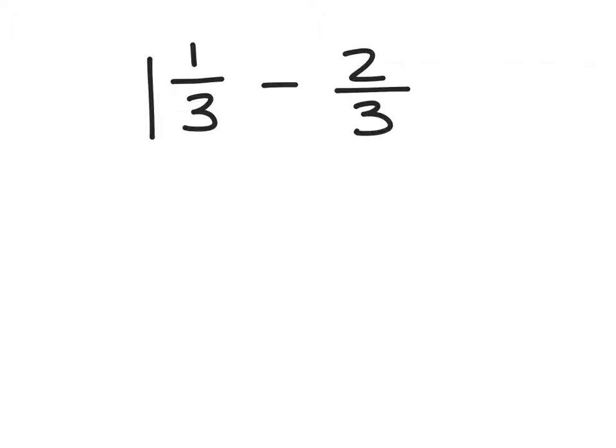Sometimes regrouping needs to occur first. For example, what if I have 1 1/3 minus 2/3? I know that I need to subtract beginning at the smallest place value, so in this case, the fractions first, and then the whole numbers. So if I have 1/3 minus 2/3, I have 1/3, and I need to take away 2/3. But can I take 2/3 away from 1/3?